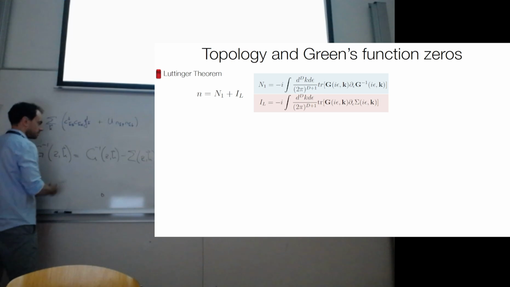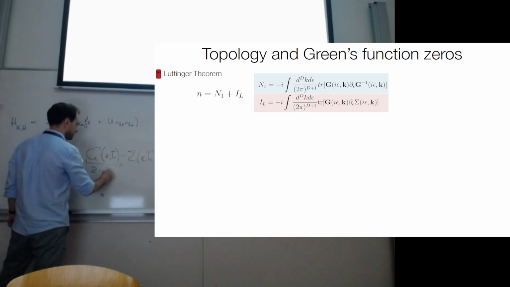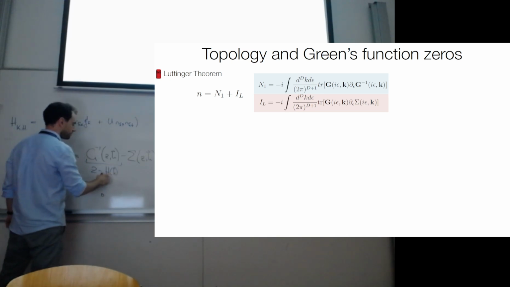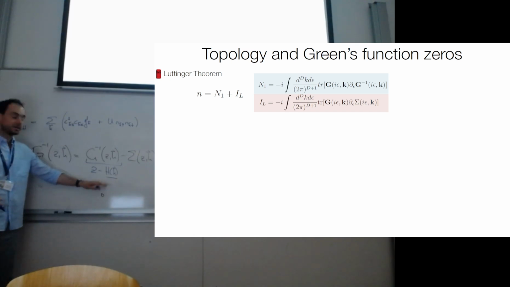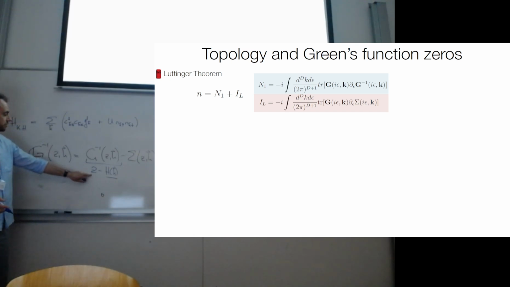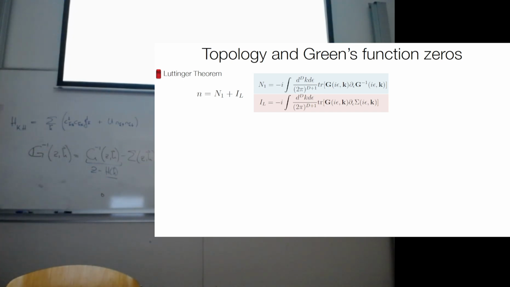And this guy here is just Z minus H of K. This is the single particle Hamiltonian that enters the bilinear of the fermions. Z is I epsilon in this case. So when you take the sum of this guy here and this guy, the only thing that remains is the G without the boldface.